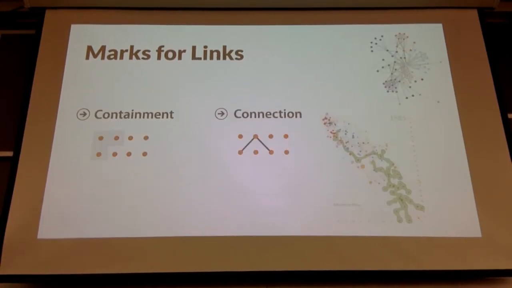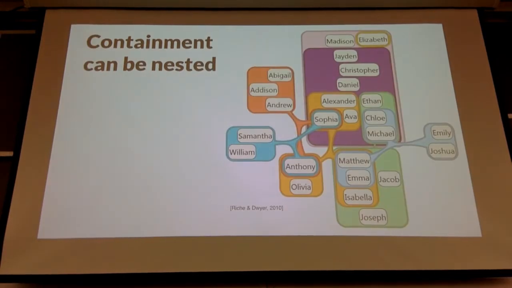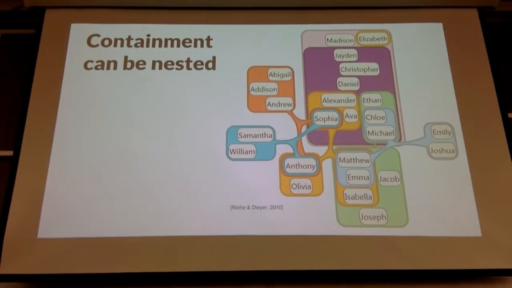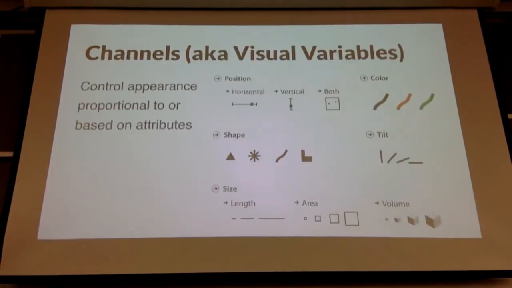For links, we have the things that we talked about in the perception lecture, containment or connection. So these are our marks for the links. And containment can also be nested. Here is an Euler diagram where we have multiple relationships, who is friends with whom, or who is a clique, or who works in a team, or anything like that. And of course, one can be part of multiple of those.